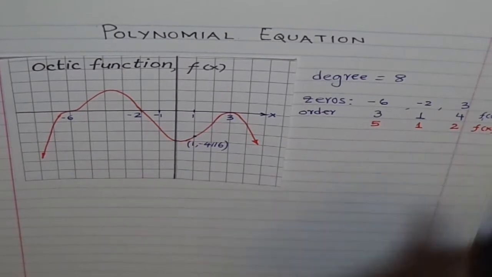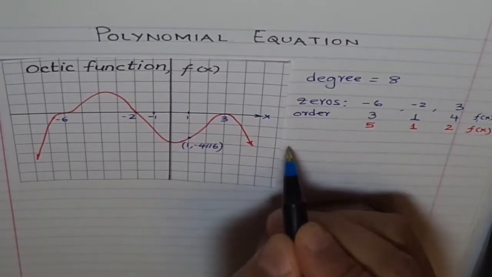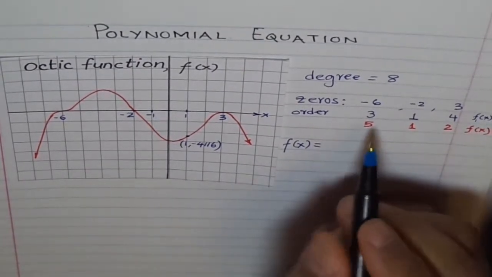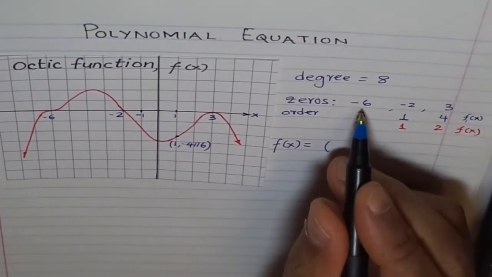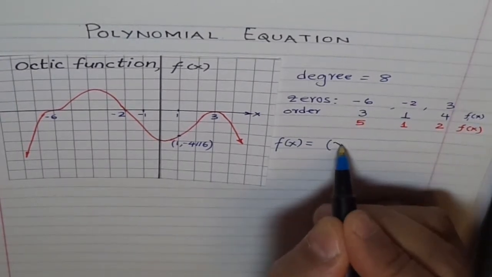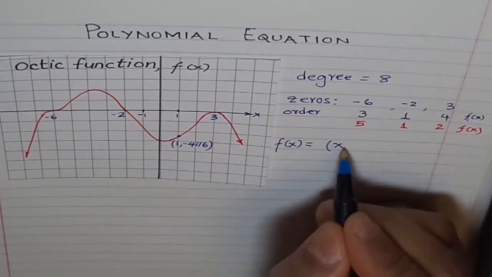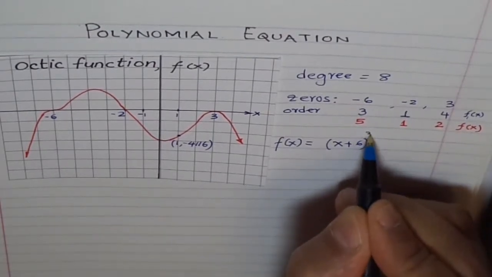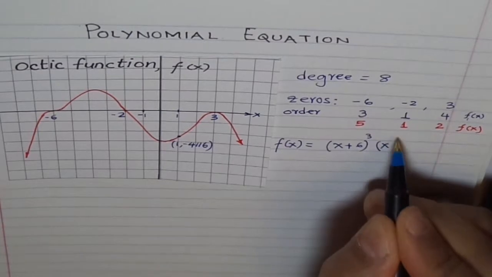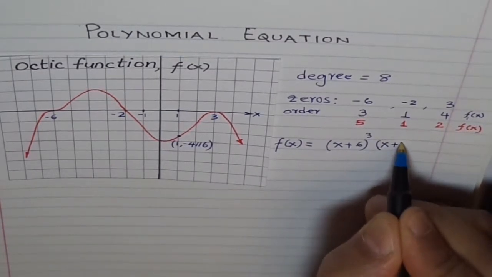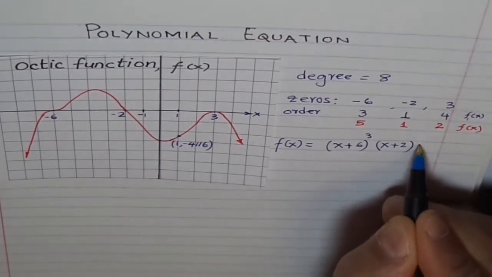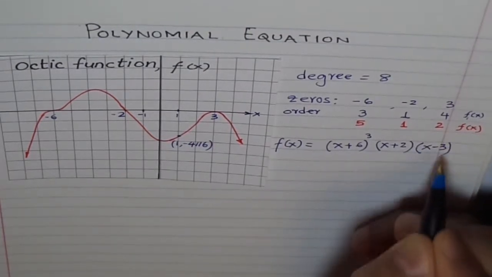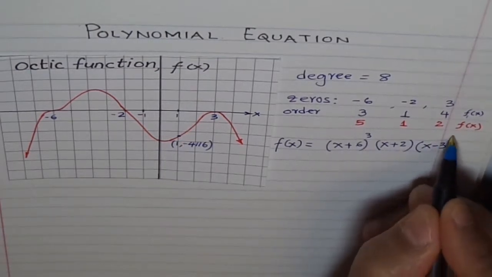Now what are going to be their equations? Let's write down the equation. f(x), the blue one. So blue one function, first zero is at -6 and of order 3. So it will be (x plus 6) to the power of 3. Second one at -2 will give us a factor of x plus 2. And third one, zero is at 3. So the factor will be x minus 3 and the order is 4.